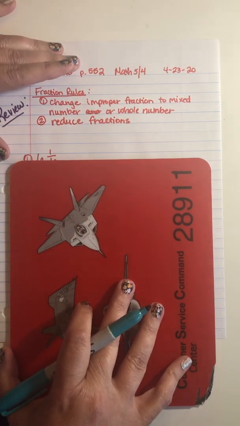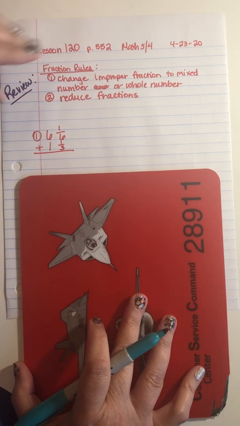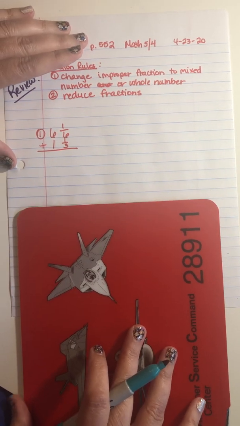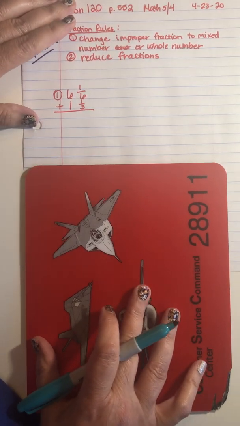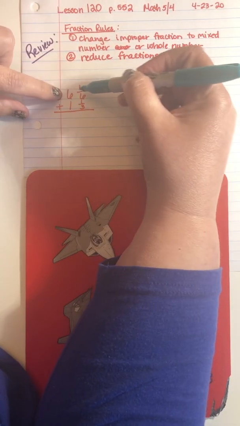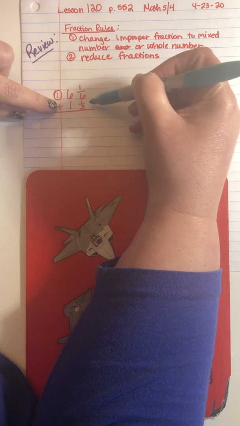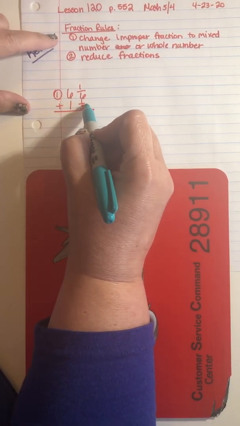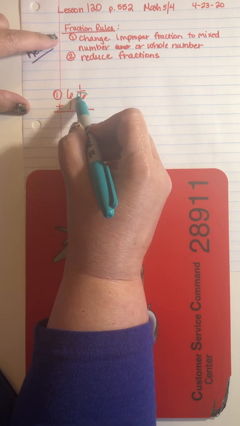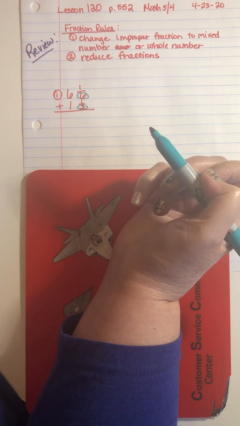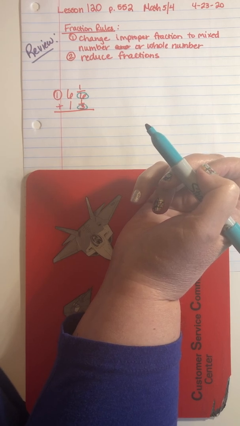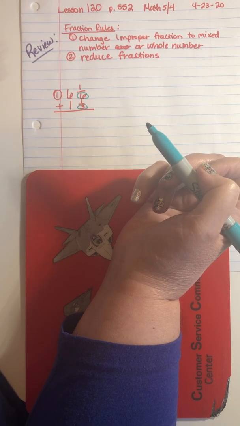So let's start doing some of our problems together. In this mixed number problem, I have 6 1/6 plus 1 1/3. When I look at my problem, I see immediately that my denominators are not the same. So I am going to have to fix that, and I'm going to have to use the multiples of 3 and 6 to fix that.